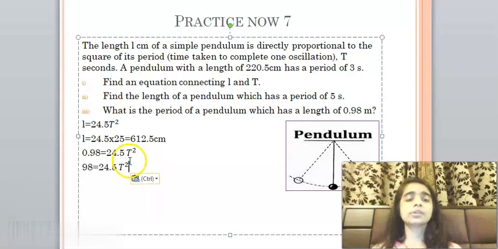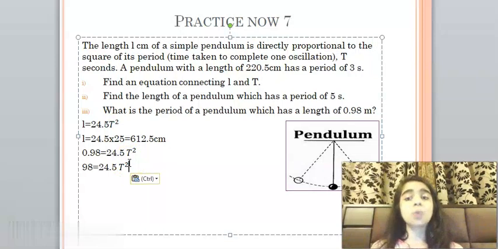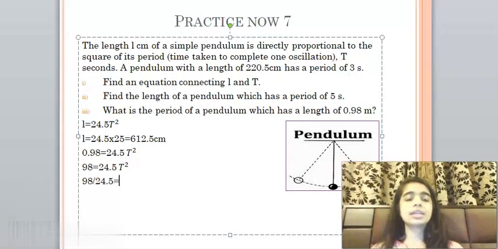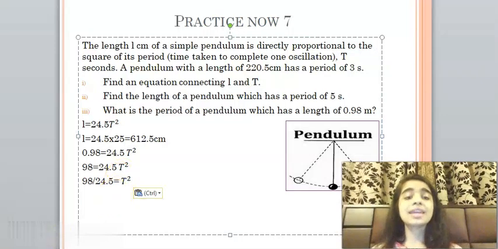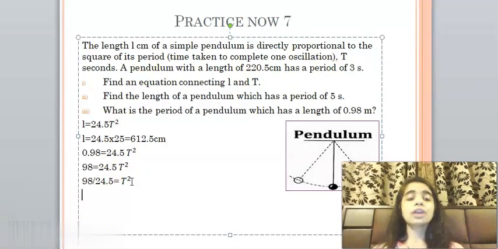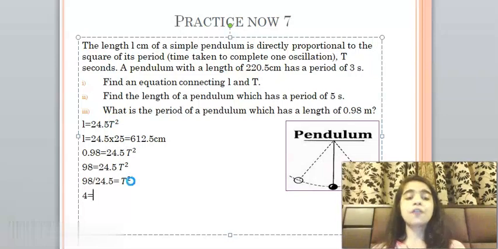Okay. Now our answer will be 98 divided by 24.5, which will equal T square. And then we will take the square root of it. So we will get the answer. Let's see. 98 divided by 24.5, that is T square. Okay. So what is 98 divided by 24.5? Yes, it is 4. So our value of T square will be 4.